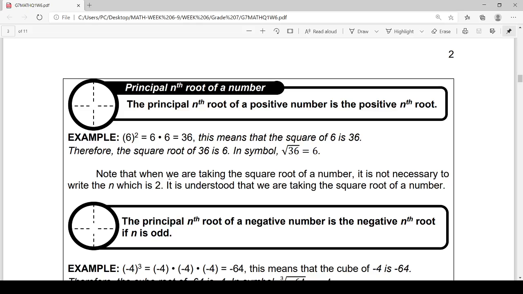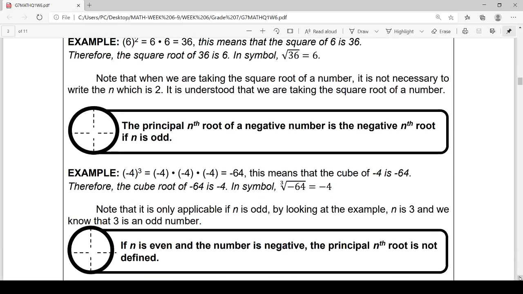Note that when we are taking the square root of a number, it is not necessary to write the n, which is 2. It's understood that we are taking the square root of a number. So you don't need to write the 2 here. It is always understood that it is a square root.